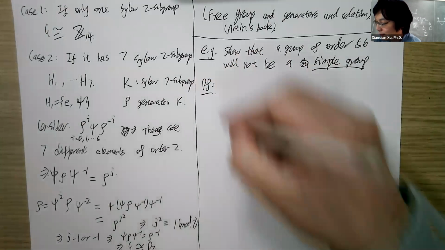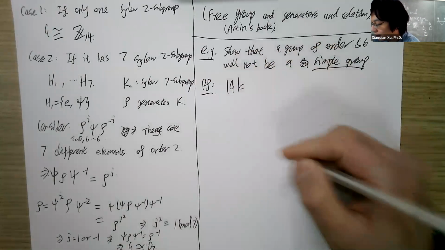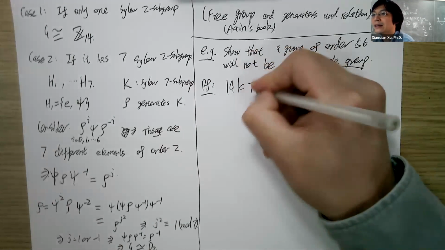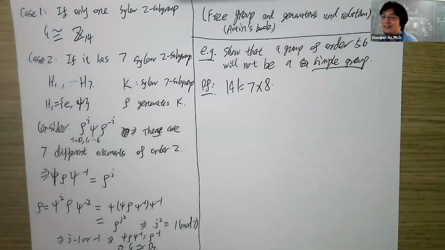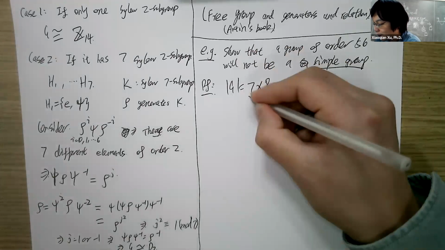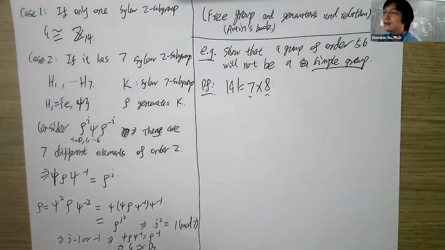So the idea is the same. Suppose the order of G is 7 times 8. The idea is the same. If we do want to find some particular type of subgroup of a group, then we should always refer to the Sylow theorems. And with Sylow theorems, we can study the subgroups of a group, right? So let's try to find the Sylow subgroup, and if this Sylow subgroup is only one, then that means it is a normal subgroup. Then G is not a simple group.